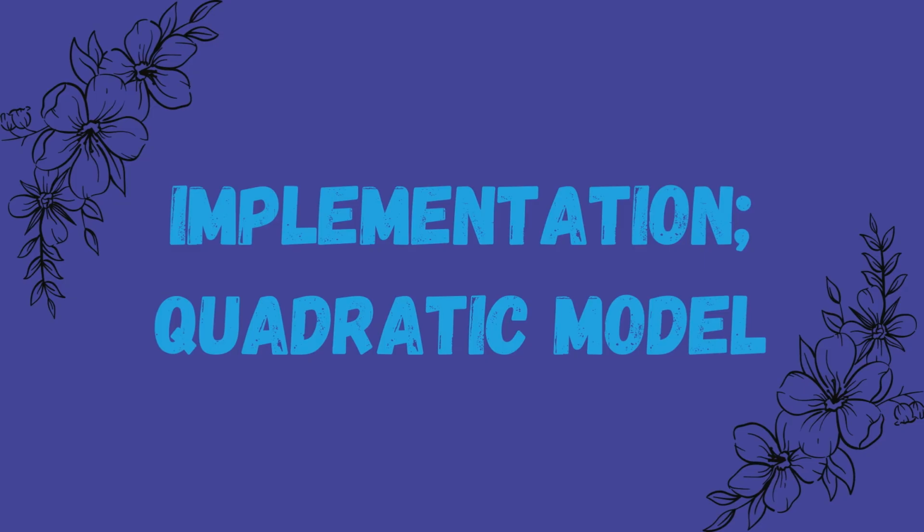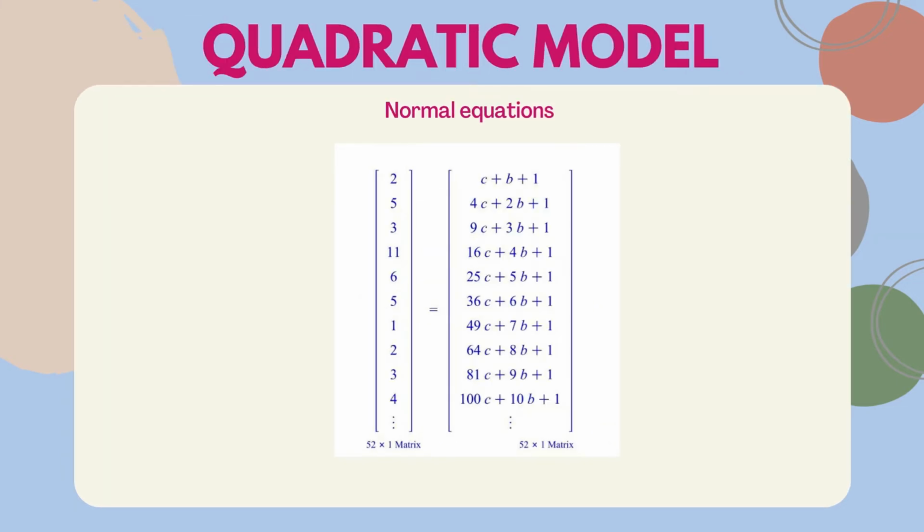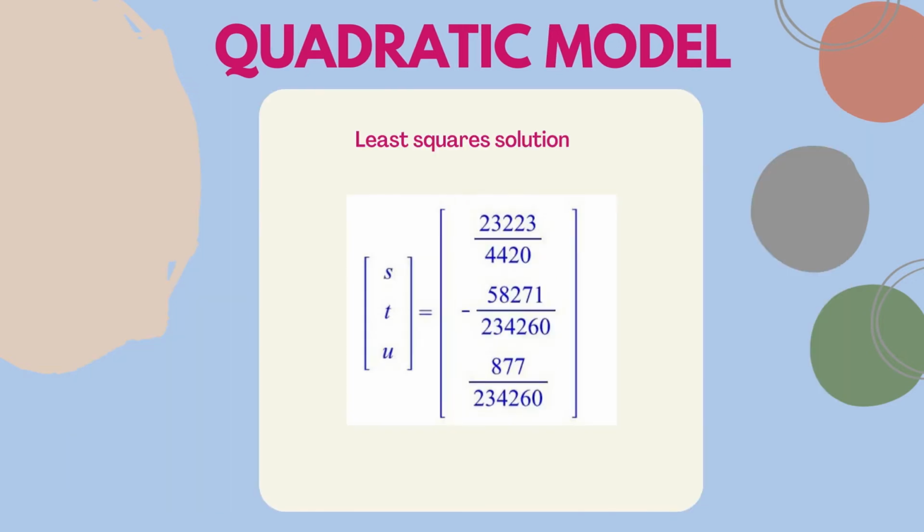Moving on to quadratic model. For the quadratic model, the matrix representation are as below. The number in matrix K are squared numbers of 1 until 52, which are the total of our data. For matrix Y, it is the number of clusters which remain the same for all model. Shown here are the normal equations. Below are the Maple output for least square solution.